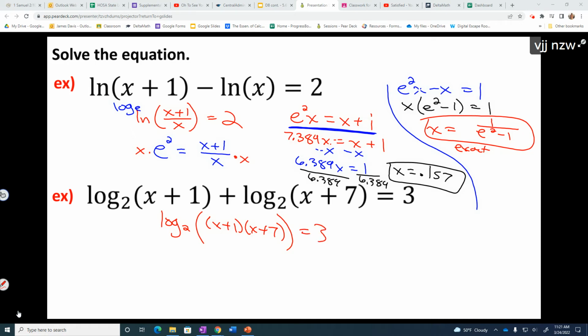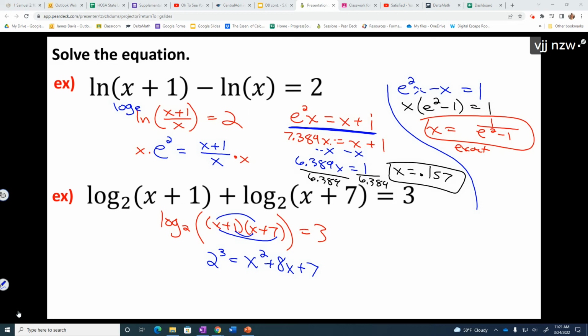And let's skip one of the steps here. Now we're going to put an exponential, so it's going to be 2 to the third equals this, right? So 2 to the third equals this. And let's go ahead and multiply it. So we get x squared, and then we get x, 7x, so we get 8x, and 7, right? So it's just foiling that out.